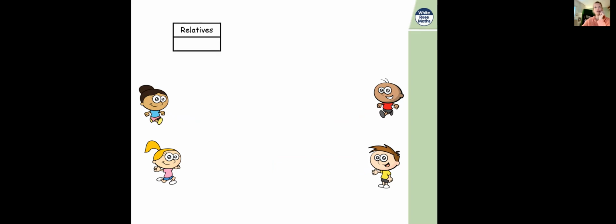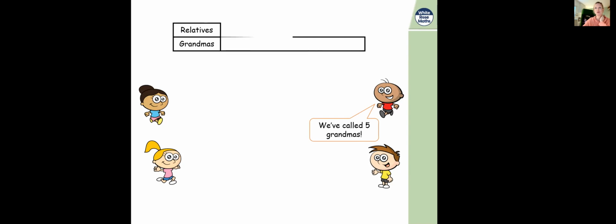So in our pictogram table that we're making, we're talking about relatives, family members. So that's the title of that column. Now, the first relative member they spoke about was a grandma. So let's start with grandmas, and they gave us that number. They said they called 5 grandmas. So in our pictogram, we can draw 5.